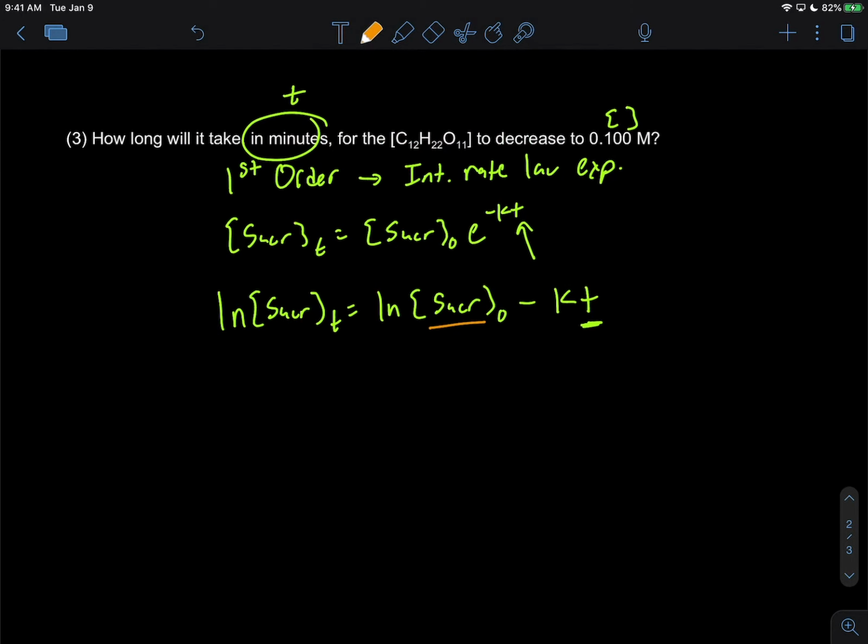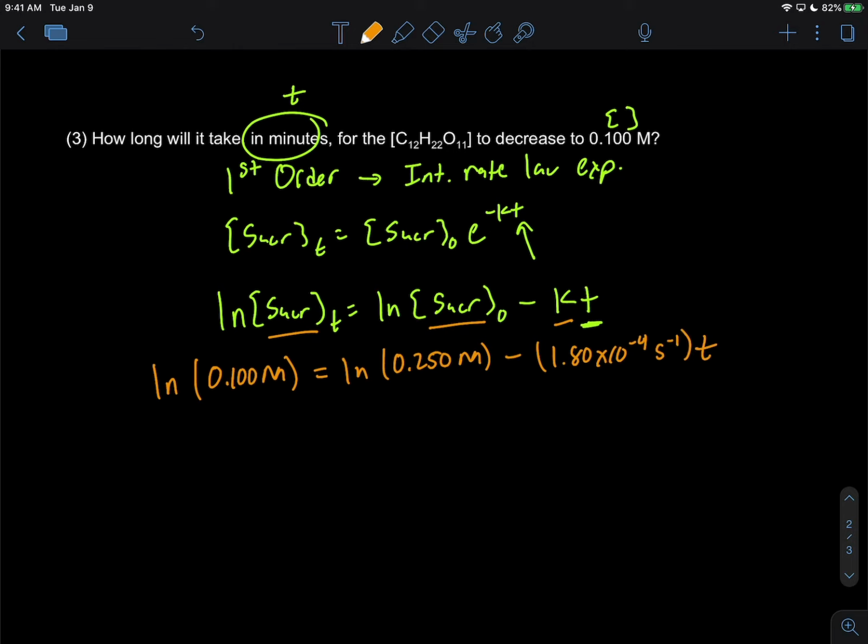And so now we know our sucrose concentrations, we know what our k value is, and we're going to solve for t. So let's plug in the information that we know. We have 0.1 molarity as our concentration after some amount of time. We're figuring out how long it takes to get there. Our original concentration was 0.25 molarity. Our k value is going to be 1.80 times 10 to the negative fourth inverse seconds times time. We do a little bit of algebra, and we find that our time is equal to 5,090. And if we think about what units are there, we see here that we have inverse seconds, so that means that our time is going to be in the same units, and that's in seconds.